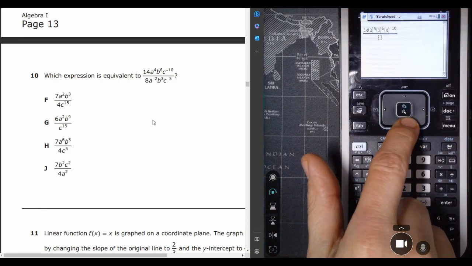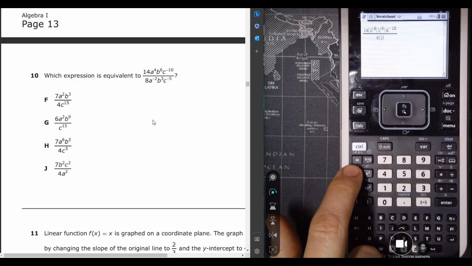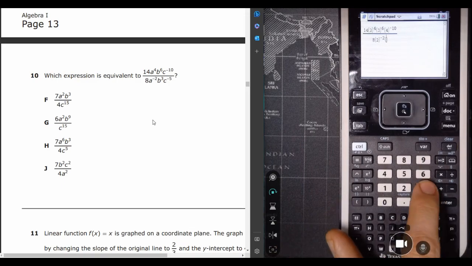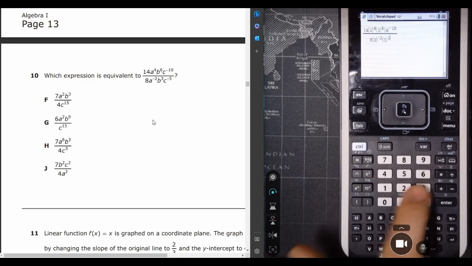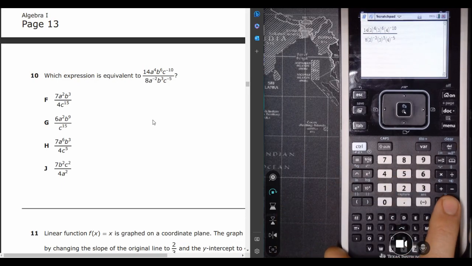I'm going to go down to my denominator, and we're going to just continue the process. So I got 8A, so for my A, I'm going to put in the value of 2 to the power of negative 2. And then I'm going to put in my B value, which happens to be 3, to the power of 3. And then last of all, I have C, which is 4. That's the number we assign to that variable, to the power of negative 5. So once we got this all in, notice I have A, B, C, 2, 3, 4, and I'm going to hit enter. Now it gives me a value of 189 over 64.